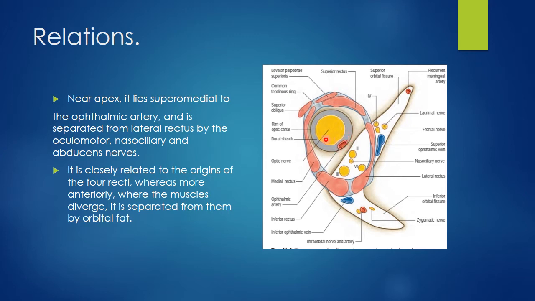It is the optic nerve, then after emerging through the optic canal it is surrounded by the cone of all the 4 recti muscles, and it is separated from the lateral rectus muscle by the 3rd and 6th cranial nerves with the nasociliary nerve. It is closely related to the origin of the 4 recti, whereas more anteriorly where the muscles diverge, it is separated from the muscles by the orbital fat.